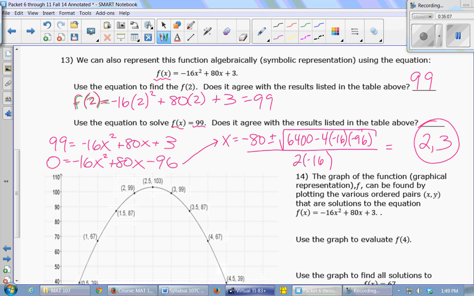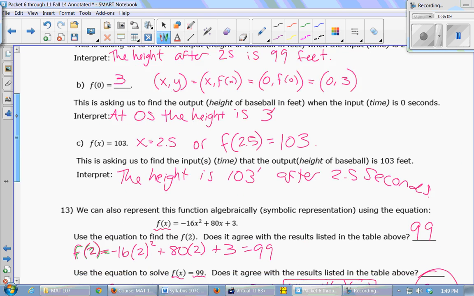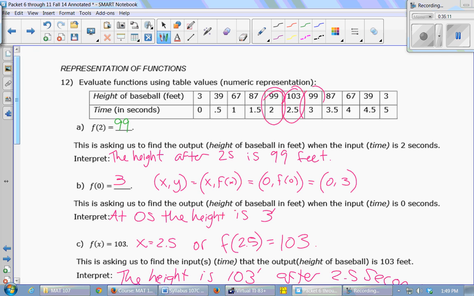Is that accurate? Yep, going up to the table. Yep. The height is 99 at 2 seconds and at 3 seconds.